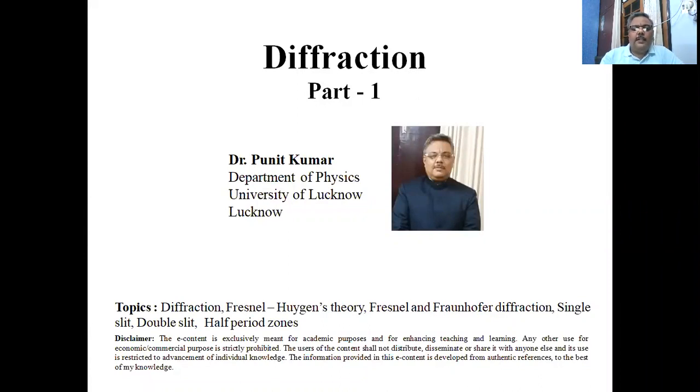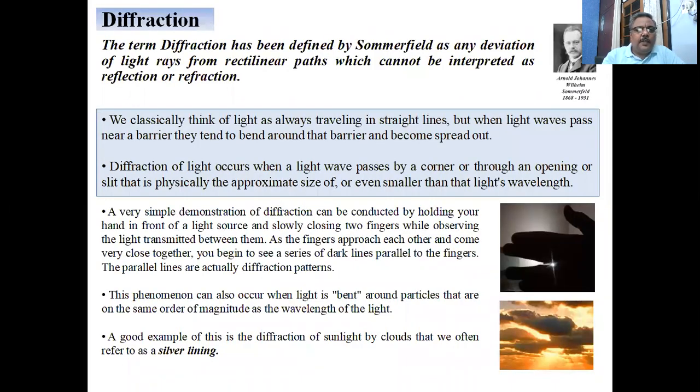Today we are starting the next unit of optics, that is diffraction. This is the first part of the unit, and we will be covering the topics of defining diffraction, then Huygens' theory for diffraction, and the classes of diffraction, that is Fresnel and Fraunhofer diffraction, and diffraction at a single slit, double slit, and half period zones. So these are the topics that we will be covering in today's lecture. So we start with diffraction.